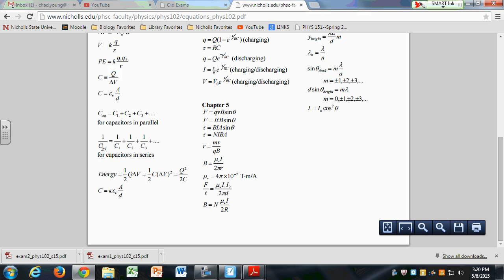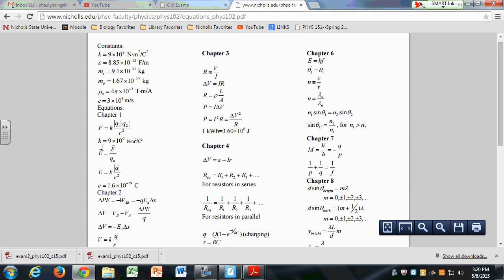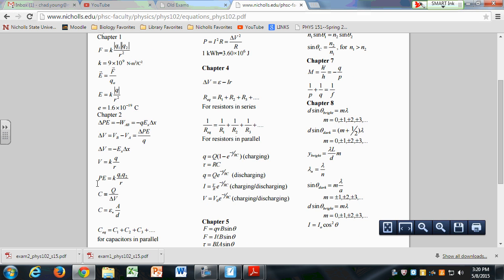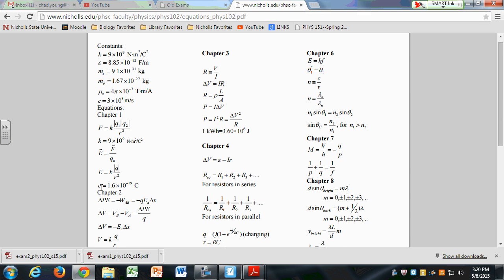Right here. This is what you'll have on the test. So power is right here. It looks a little bit different. P equals I delta V. Change that, I guess. And then you have these alternate forms of the power equation, I squared R and V squared over R.